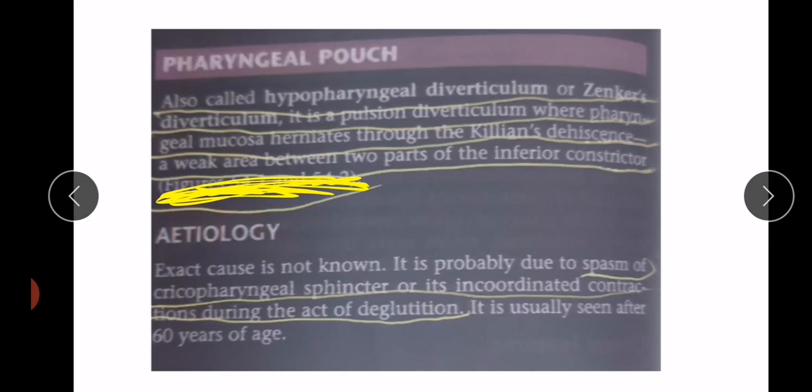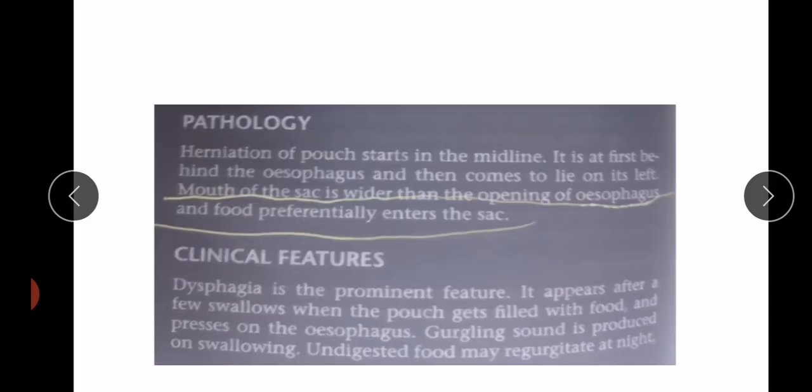Etiology. Exact cause is unknown. May be due to spasm of the cricopharyngeal sphincter or its uncoordinated contractions during the act of deglutition. It is usually seen after 60 years of age.